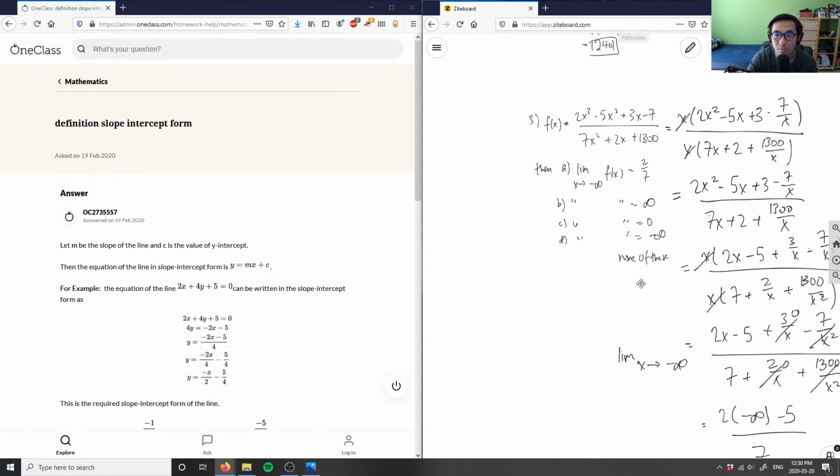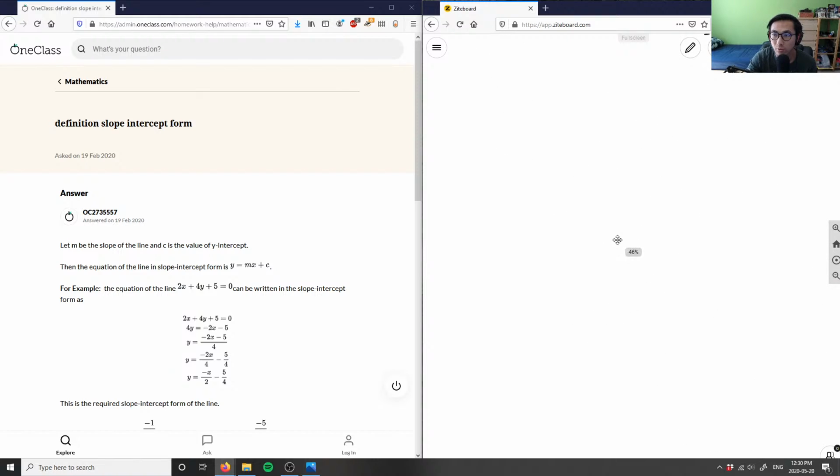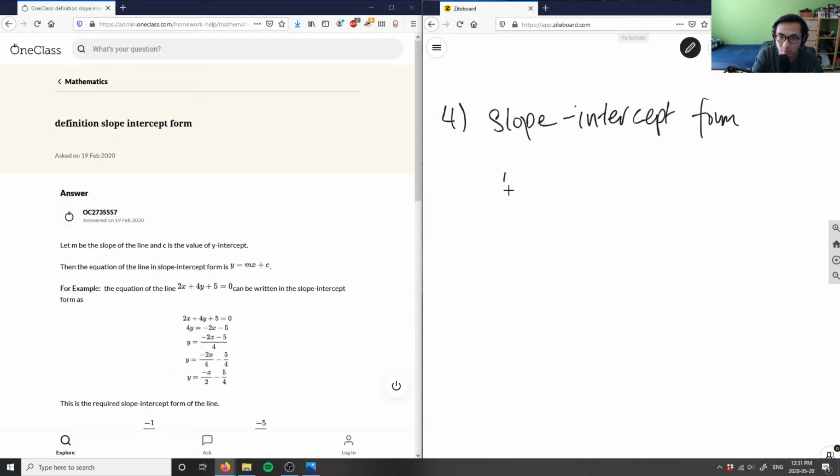Okay, so that's number 3. Let's look at number 4. It's asking us for the definition of slope-intercept form. You can think of it as y equals mx plus b, and that's going to be our slope-intercept form. It's simply y equals mx plus b. I like b here, I don't like c personally.